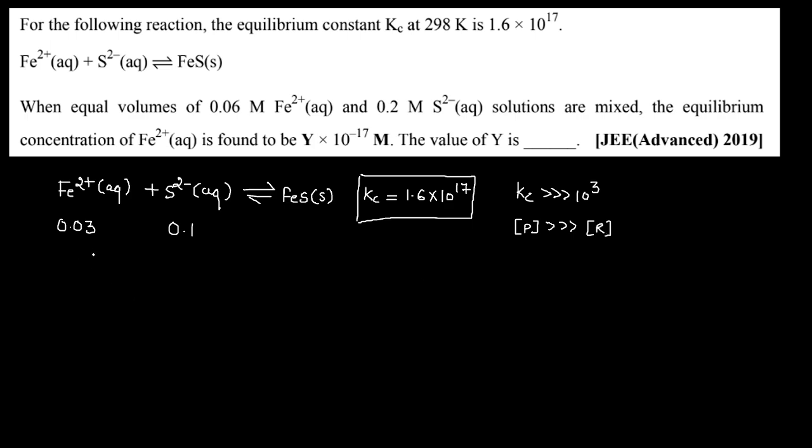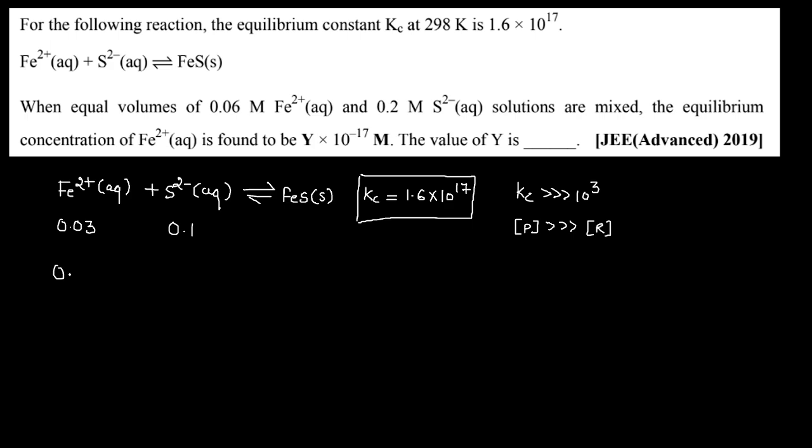So which reactant? There are two reactants, so which is in the limiting quantity, or we can say which is our limiting reagent. So Fe2+ is our limiting reagent because its quantity is less, 0.03. Sulfide ion is not a limiting reagent because its quantity is high, 0.1. So what we will do? We will run our reaction according to Fe2+. Because the equilibrium constant has a large value, 0.03 will become completely zero. That means it will be completely neglected.